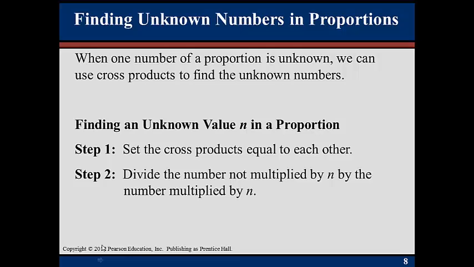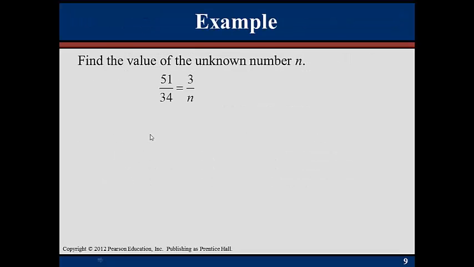Step 1, set the cross products equal to each other. Do that automatically. Step 2, divide the number not multiplied by n by the number multiplied by n. Now I realize that is confusing, so we're going to do some examples and hopefully the steps will be clear. So here's the first example.